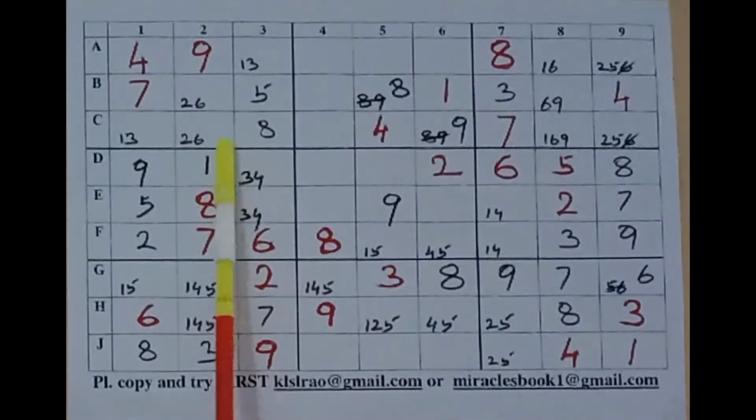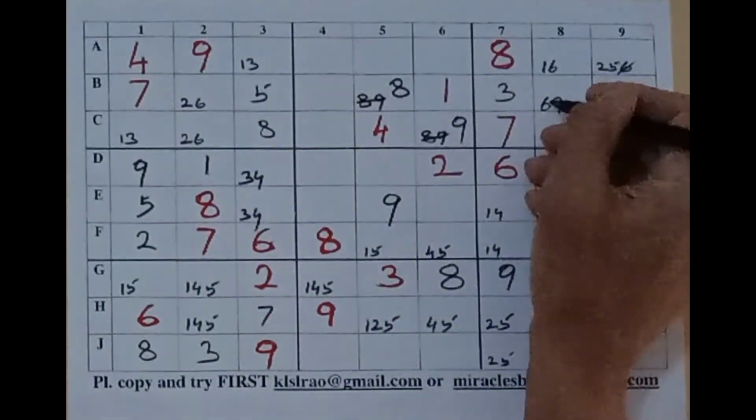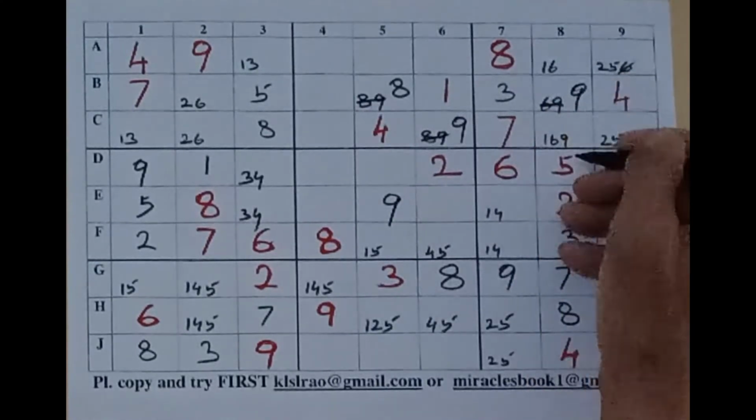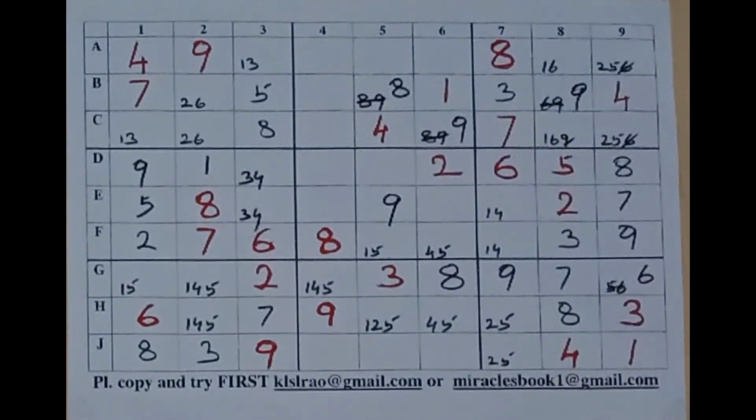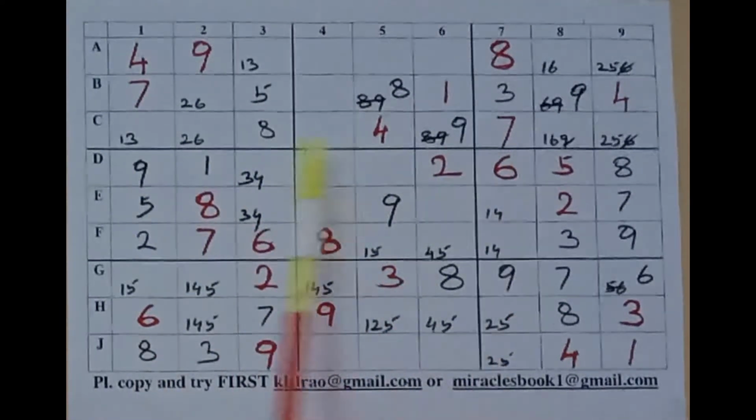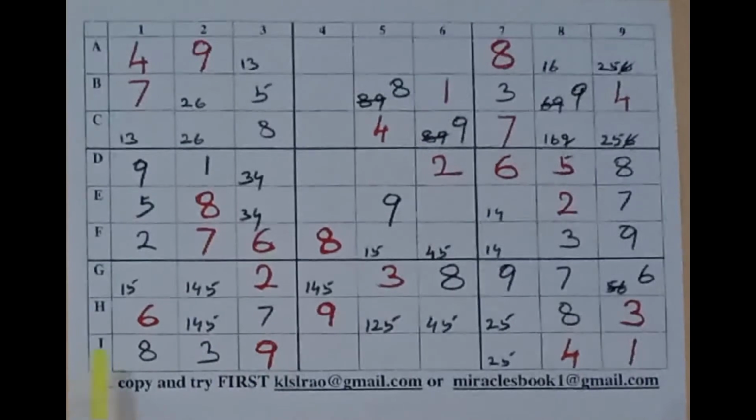This 9 there and this 9 here. Naturally, this is 9, so we can correct this 9 there. Okay, now let us come back here. Look at this row. We have just 3 vacancies. That is for 3, 4 and 7.